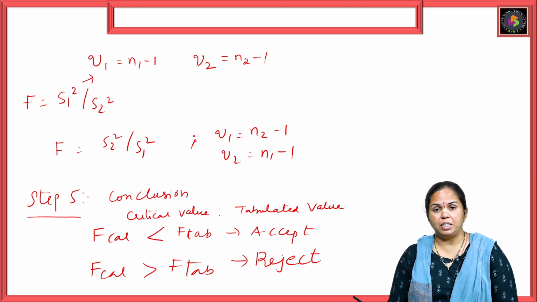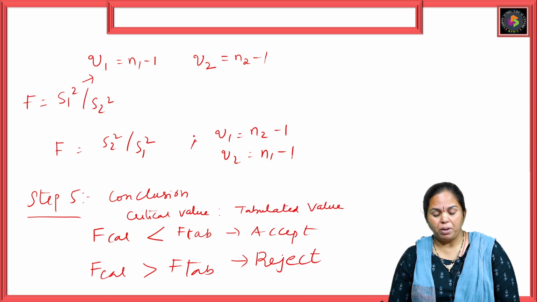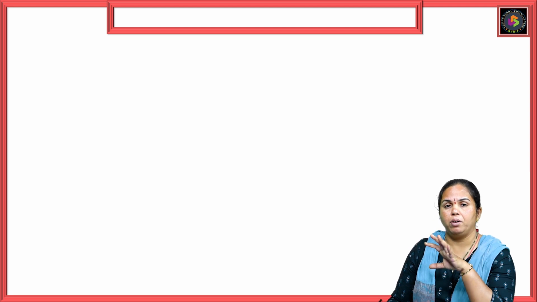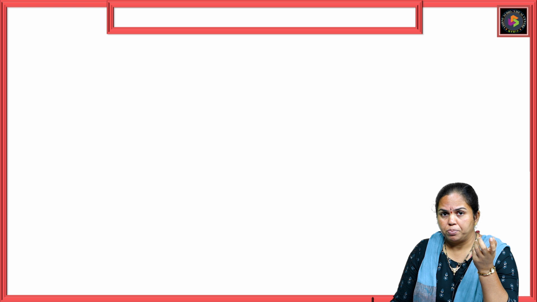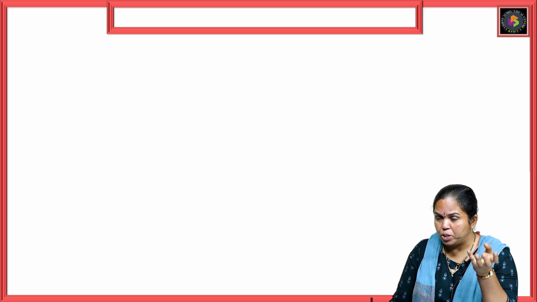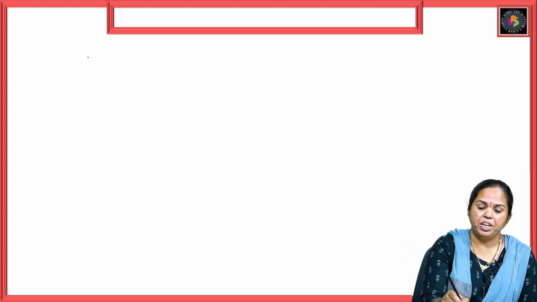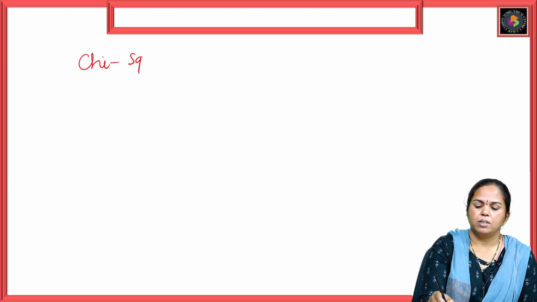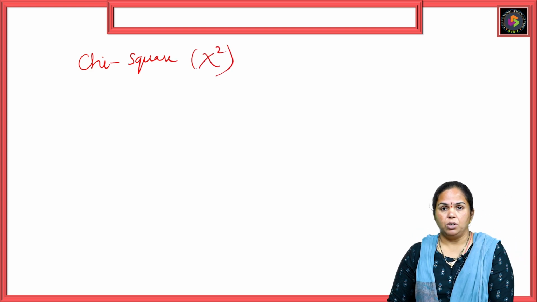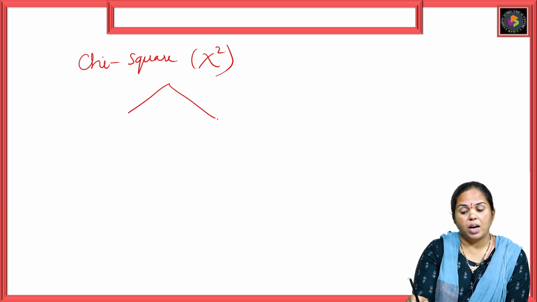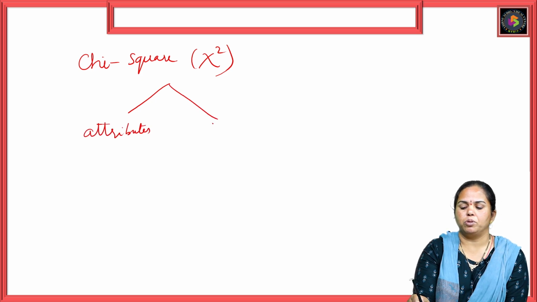So you might now have at least a little idea of which test you have to apply where. If you don't have all these types of things, and you are given something about the nature or the habits of a person, then we use a very important test called the chi-square test. In chi-square, we have two types: goodness of fit and attributes.